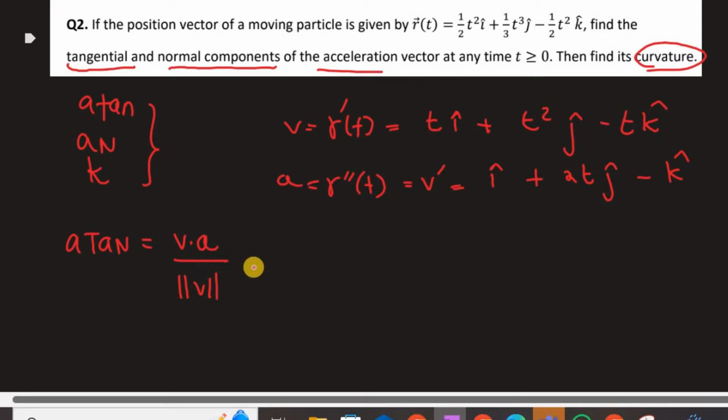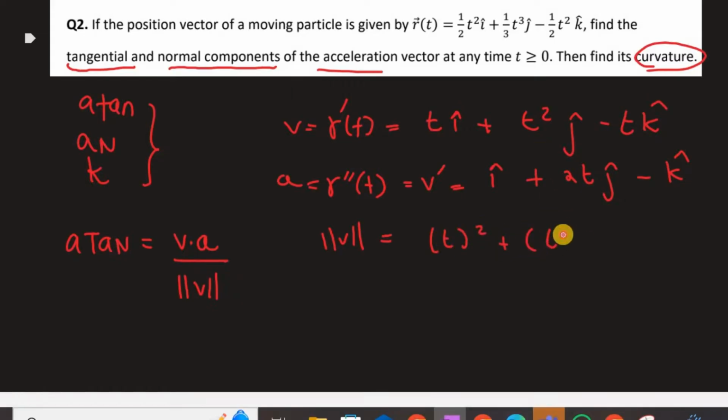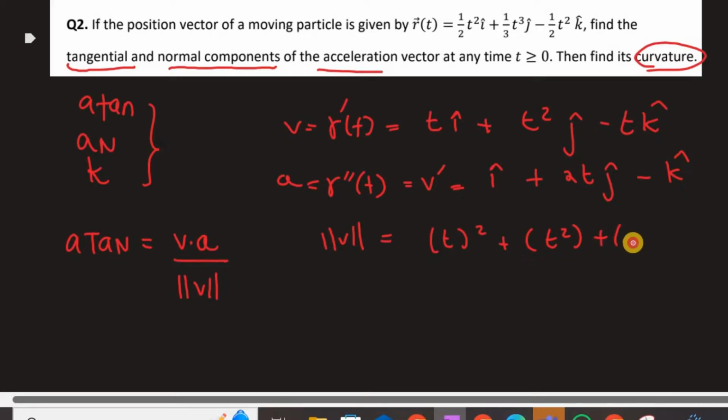Okay, so now that we have v and a over here, we can plug in, or let's go ahead and find the magnitude of v first. Okay, so the magnitude of v, we already have v over here, we need to find the magnitude of v. And how do we do that? We're going to square each component, and then we're going to square root the whole thing.